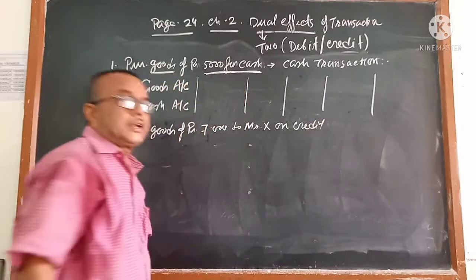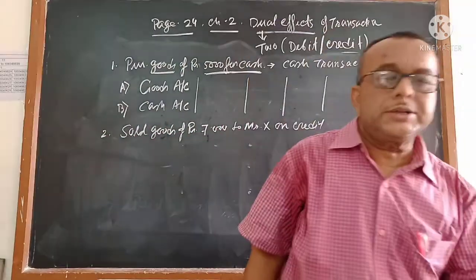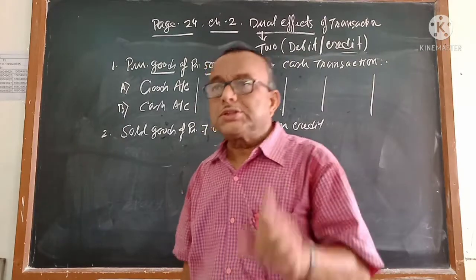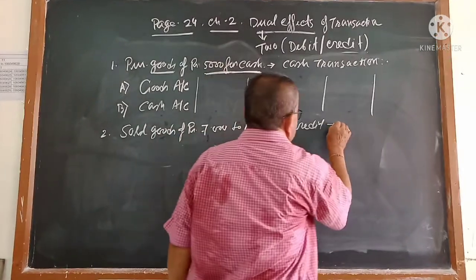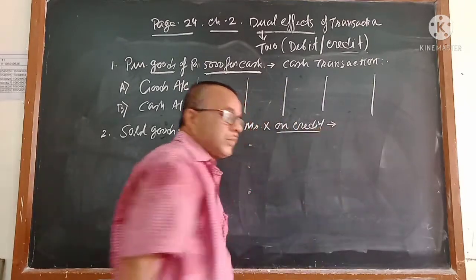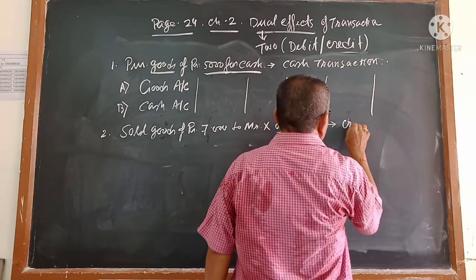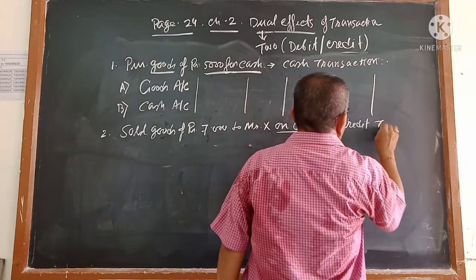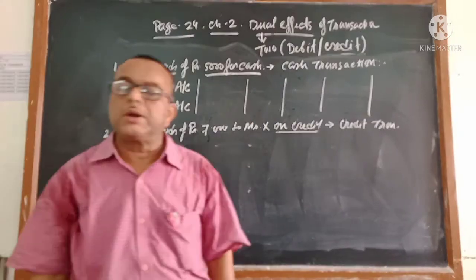Suppose the second transaction is given. What will you do? After reading the second transaction, you have to decide whether it is a cash transaction or a credit transaction. As it is given on credit, it is a credit transaction. We will write here: credit transaction. Correct? The first step is over.